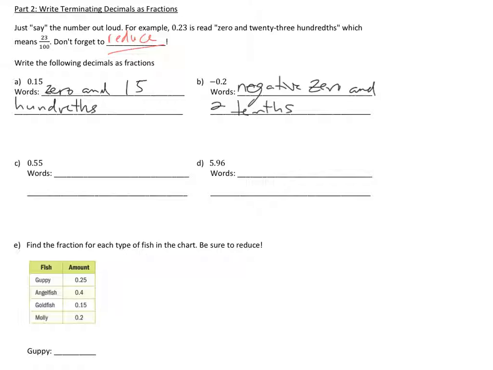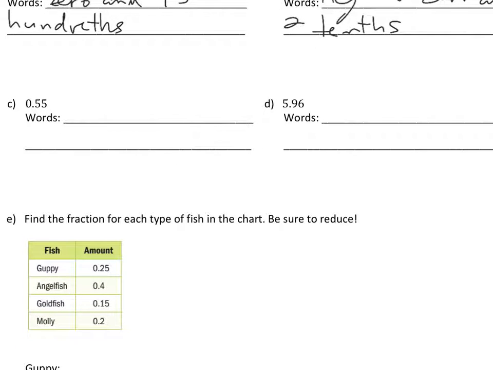Please try letter C and D on your own. Again, spelling doesn't count. Laziness is not an option. Please pause the video. When you press play again, I'll have the answers shown for you. Take your time. Whisper it out loud. 0 and 5 and. You can do it. So read the number, and the last number, you talk about the place value.